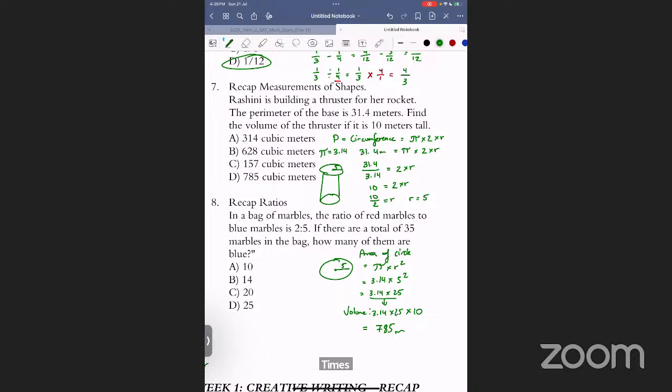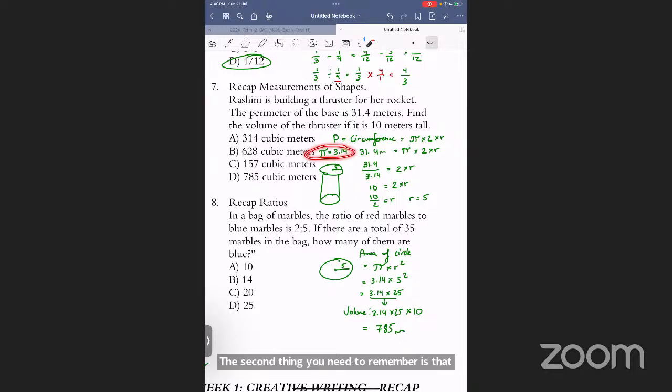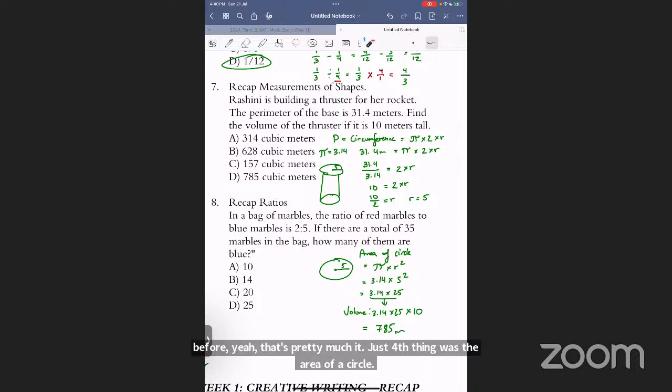So there's a lot of steps. The main things you should remember from this: the circumference of a circle is pi times 2 times r. The second thing to remember is that pi is 3.14. The third thing is that for a prism, any shape where you can cut across and get a 2D shape like that, you find the area of the base and you multiply by the height. And the fourth thing was the area of a circle. So those are the main things to remember.